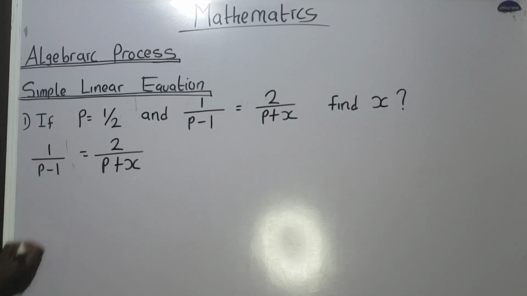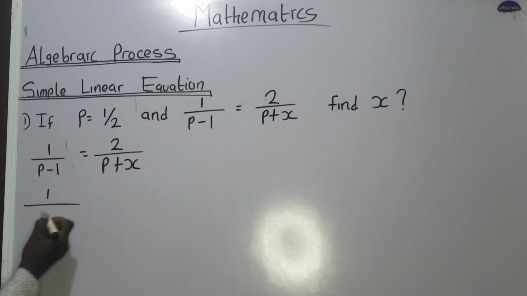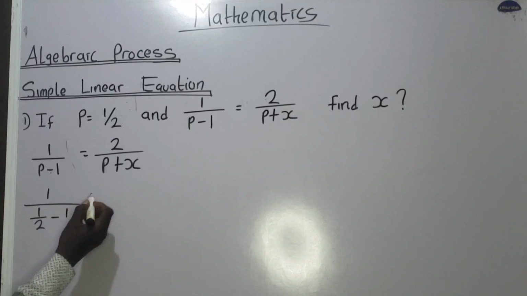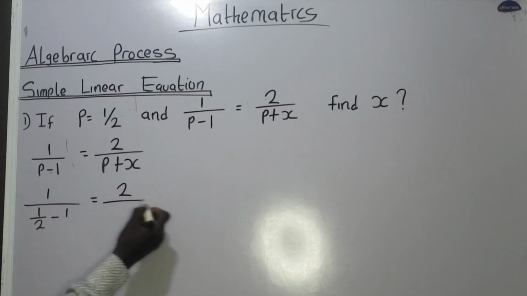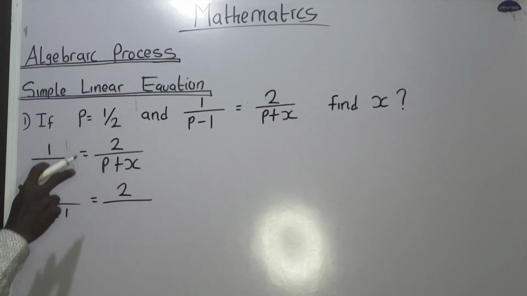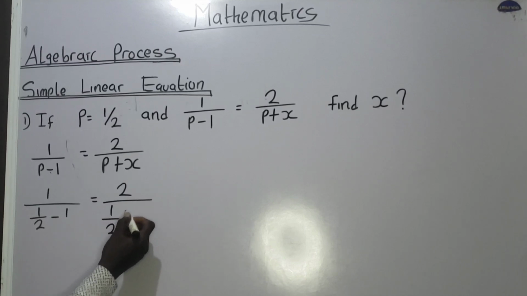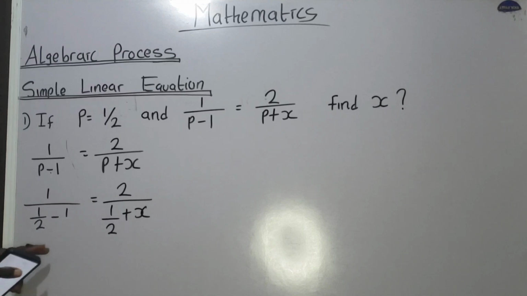You understand? So for this, I'm going to have 1 all over p, which is 1 over 2, this negative sign, minus 1, is equal to 2 all over p. P is 1 over 2. So I'm going to have 1 over 2 plus x. Okay? I'm very sure you understand how I got here.